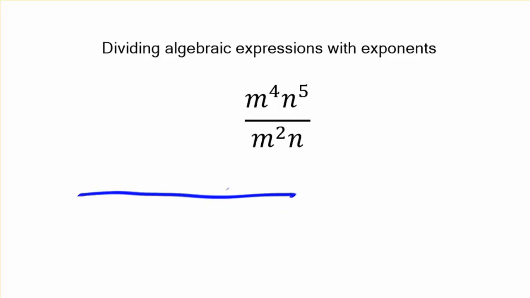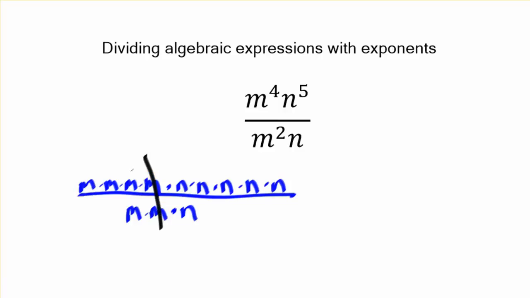Let's try it again. We can write them all out so we understand what's going on. That's a lot of m's. 4 m's and 5 n's on top, and on the bottom, we're going to have 2 m's and 1 n. And just cancel things out. They just become 1s. M divided by m is 1. N divided by n is 1. Whatever's left, that's what you write: m to the second and n to the fourth.